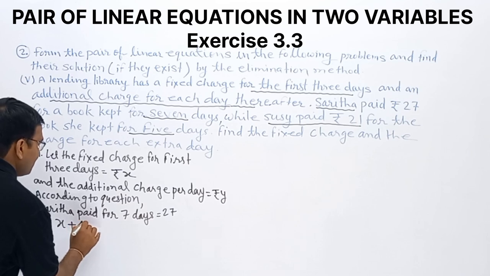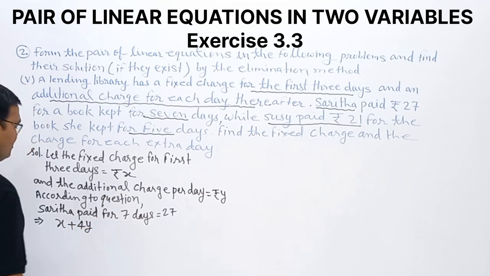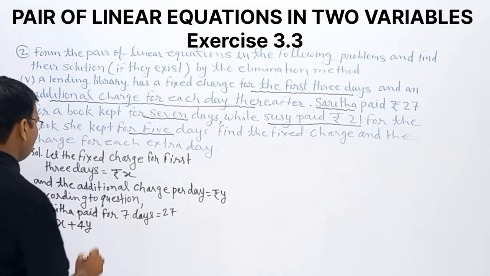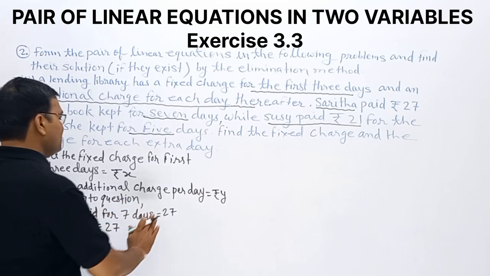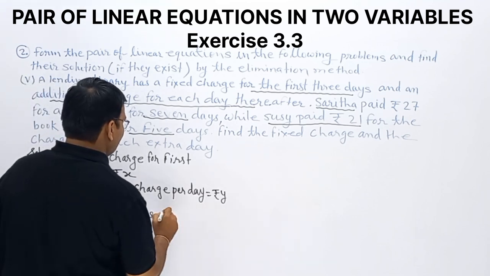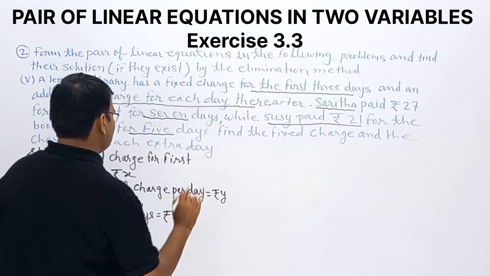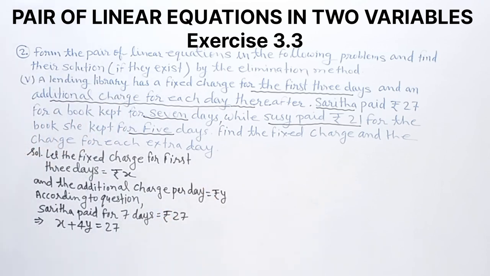The 4 days extra charge will be what? Per day is Y. So 4 days, 4 into Y, and the total will be 27 rupees. She is paying rupees 27. Now another condition, another condition for Susi.